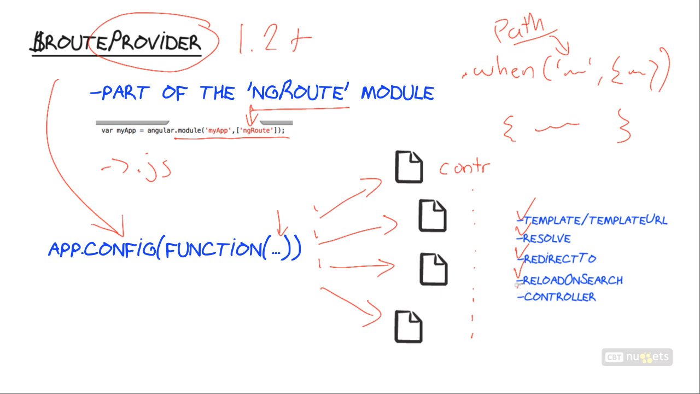And then last, controller, this is an important one, that allows us to associate a controller with the view, with the template that we are looking at. So each one of these guys is our template, and each one of these guys is going to be our controller. So let's take a look at it in action now.